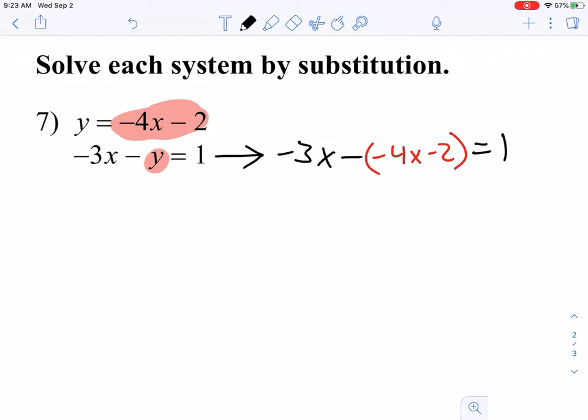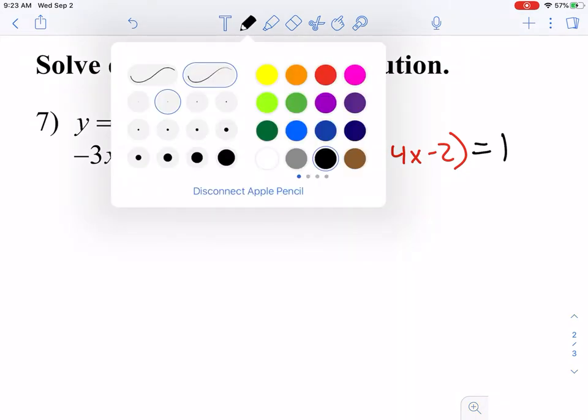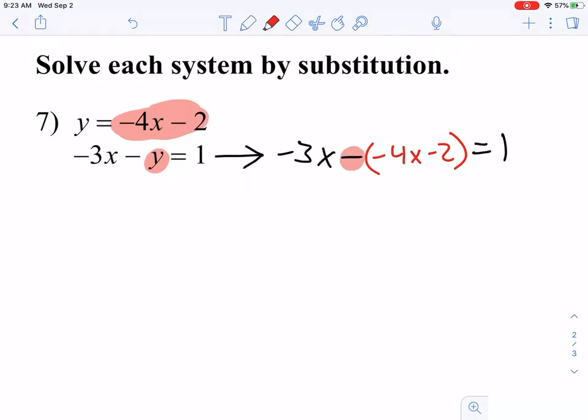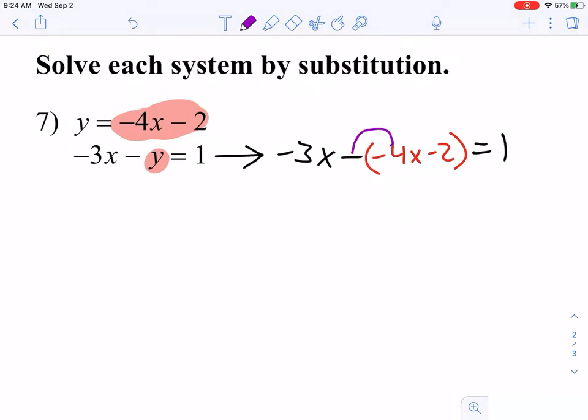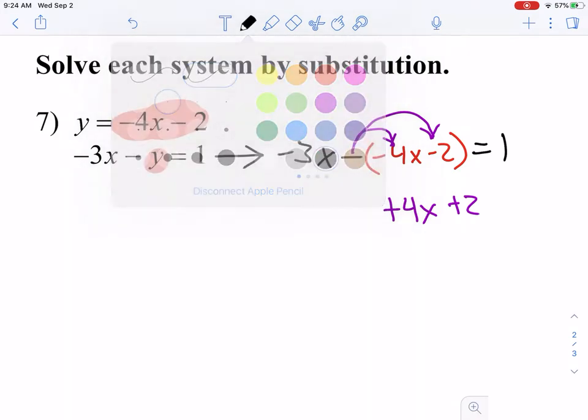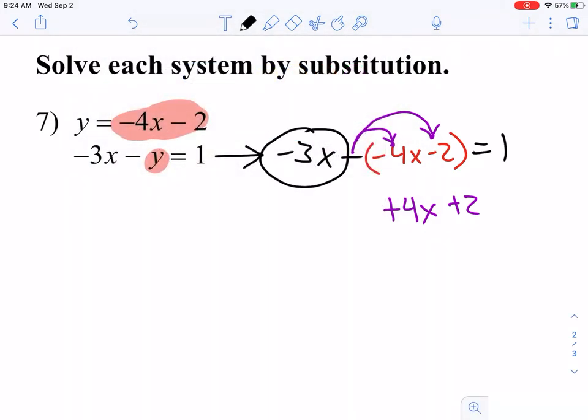Okay, now I have a multi-step equation. I'm going to begin by distributing this negative. It's really a negative 1, but what a negative sign means is the opposite of. So I'll do this in purple so we see. The opposite of negative 4x is positive 4x. The opposite of negative 2 is positive 2. And I used up my negative sign, so I'm going to rewrite my negative 3x. And I'm going to rewrite my equals 1.